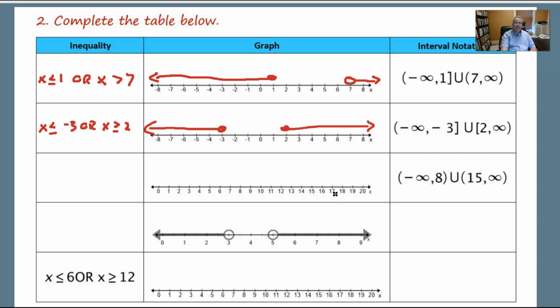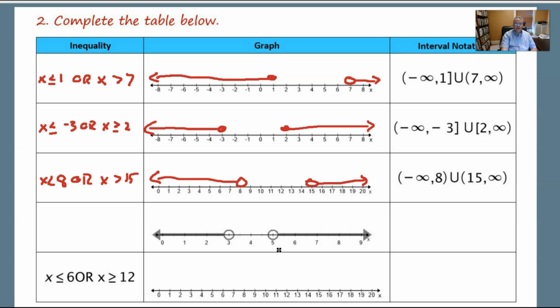This one goes from minus infinity to 8. There's a hollow dot at 8 because there's a curved parenthesis, and it goes all the way down to negative infinity. The other interval starts at 15 and goes to positive infinity. We just have to write the inequalities for each of these. So x is less than 8, that's the first piece, or x is greater than 15.